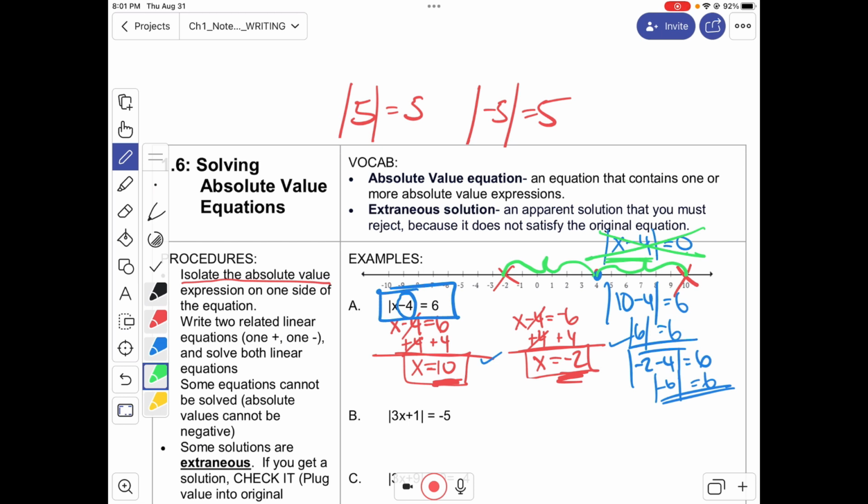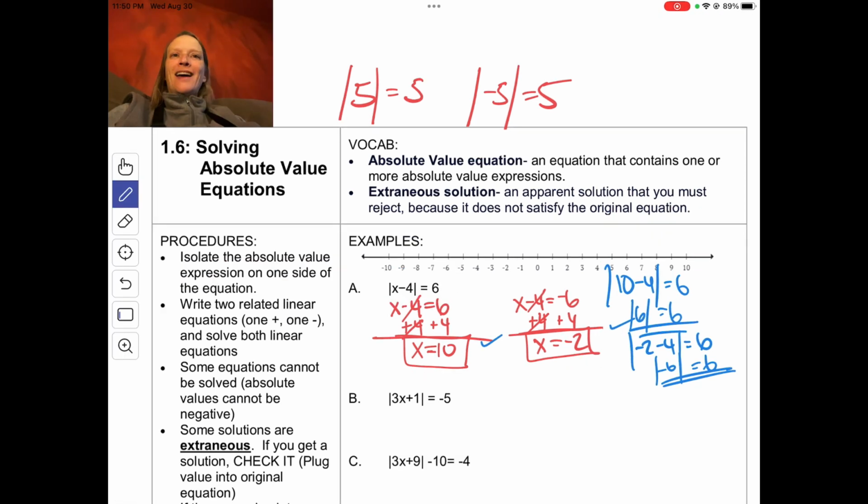Of course, the more complicated the expression or the equation, the harder it is. But look at this relationship with 4 being the center point between our two solutions, because that's here inside the absolute value, and then our two solutions being 6 steps away from that center point. Let's look at another example.